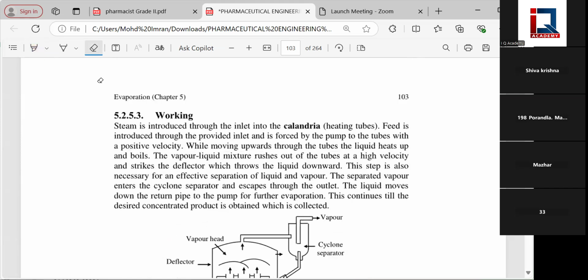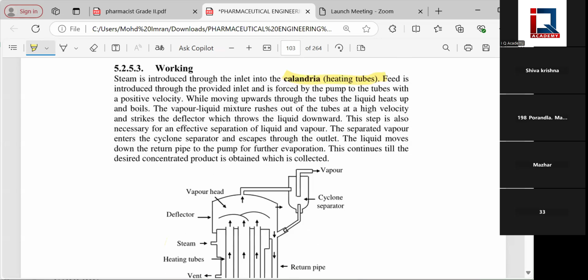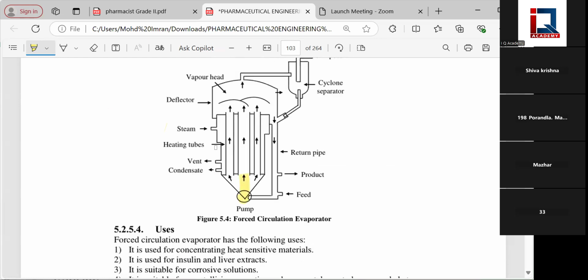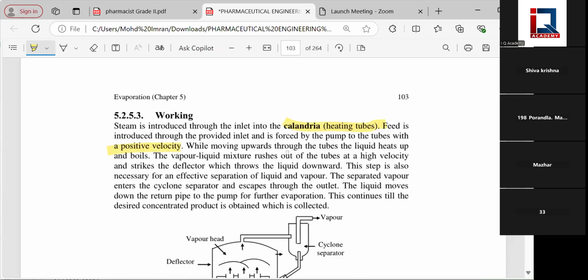Coming to working, very, very important. Steam is introduced through the inlet into the heating tubes, also called the calandria, and the liquid is forced by the pump into the tubes with positive velocity, positive velocity with pressure.